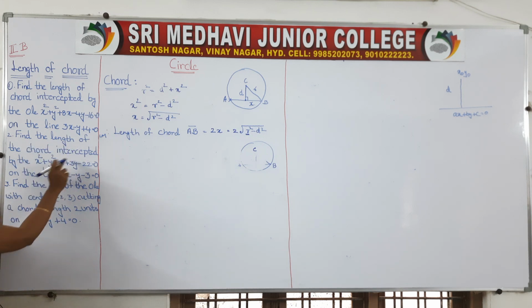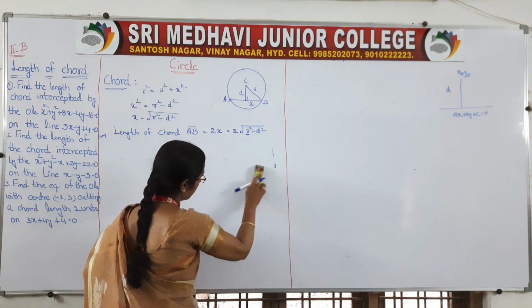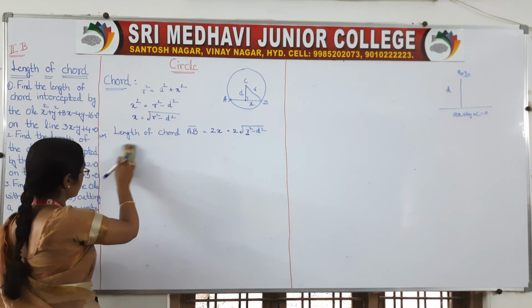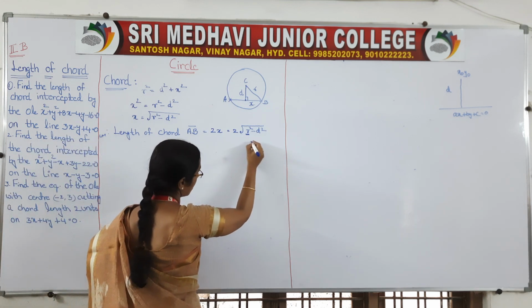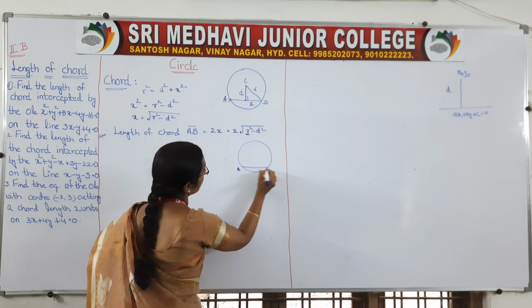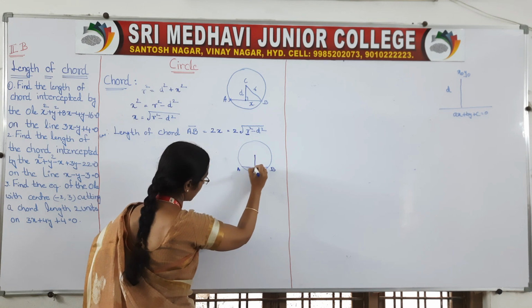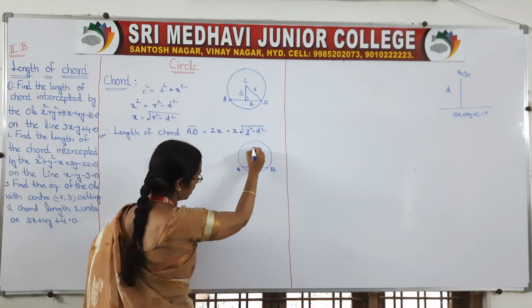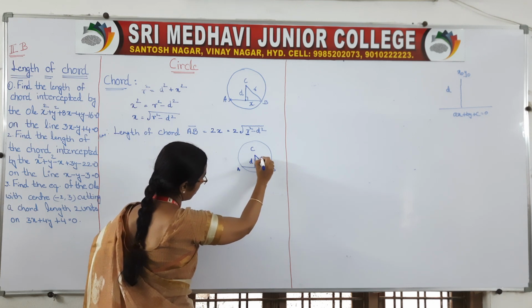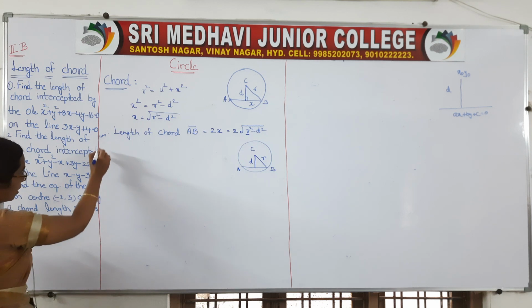Find the length of the chord intercepted by this circle with the line. The procedure is the same, only the circle equation and line equation are different. So the same diagram you have to draw. Take a circle. Why am I drawing once again? So that you will get used to this diagram also. This is the chord. From the center you take a perpendicular distance, that is d, and from the center to any point on the circle, that is r. This is the diagram for all these chord problems.